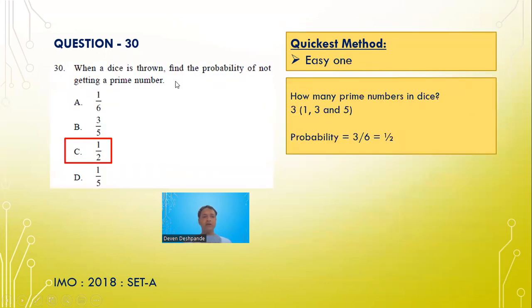Okay, next one. When a dice is thrown, find the probability of not getting a prime number, isn't it? And how many prime numbers are there? 3 prime numbers. And how many non-prime numbers are there? 2, 4, and 6 are non-prime numbers. So the probability of getting either 2, 4, or 6 is 3 upon 6, because there are 3 non-prime numbers. Probability is 3 upon 6, which is 1 upon 2.